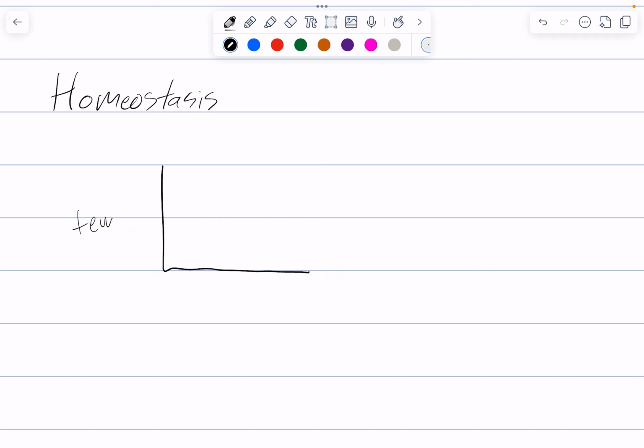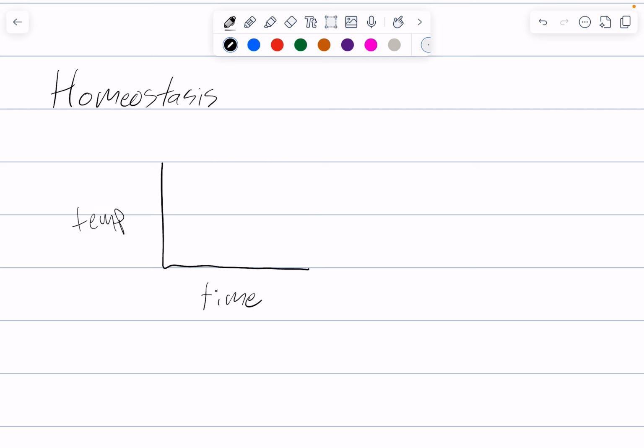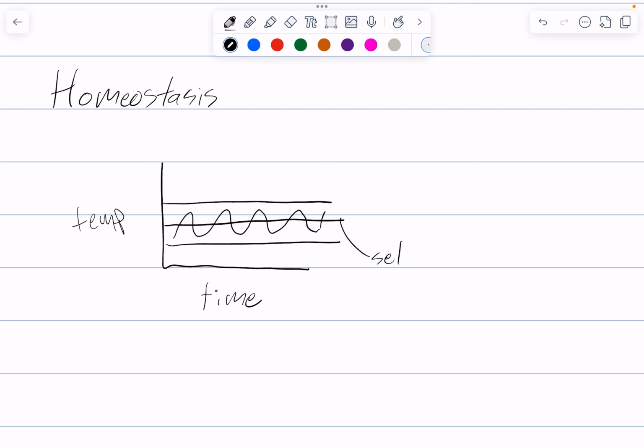So, this would be temperature and this is time. So over time, the temperature can vary a little bit. And this is the normal range that it is usually in. And this line right here is called the set point. So the set point is pretty much the normal. And with temperature, it's about 98.6.